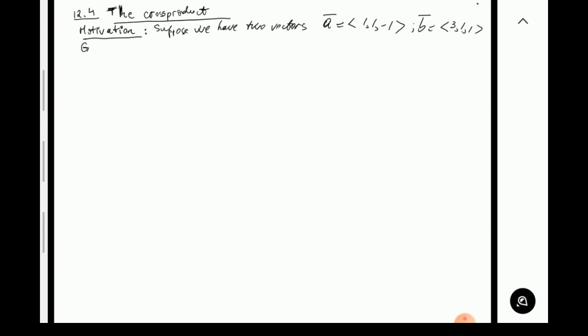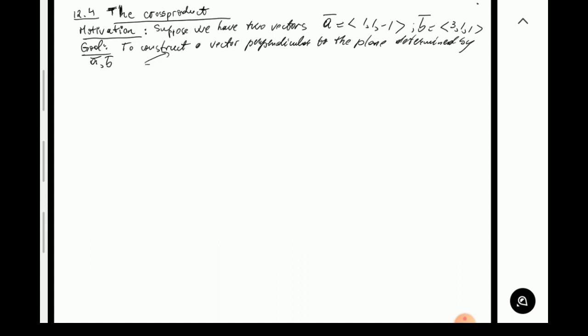And the goal is to construct a vector perpendicular to the plane determined by A and B. Okay, so if you imagine A and B starting from the origin, they form a plane. We want a vector perpendicular to them.